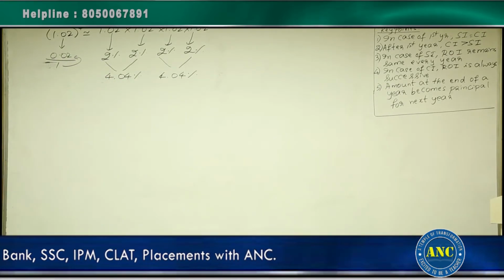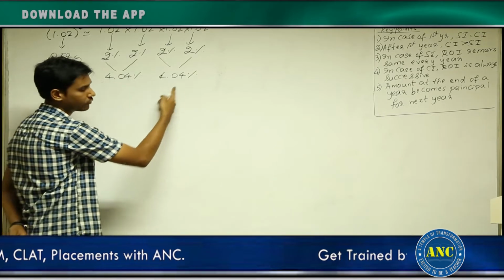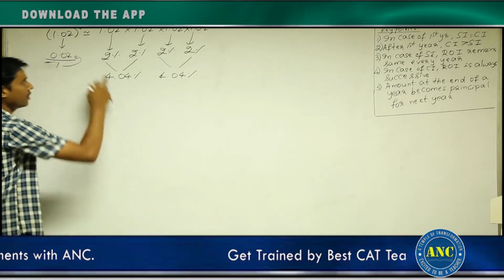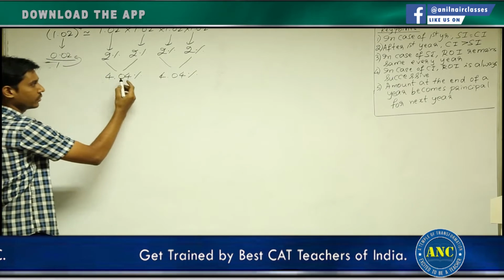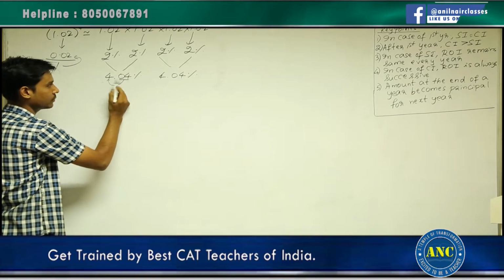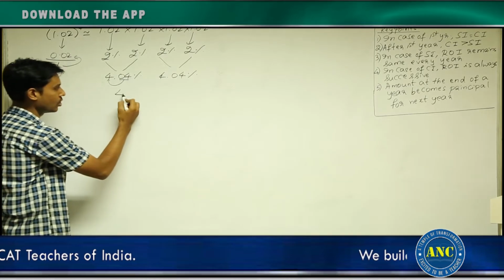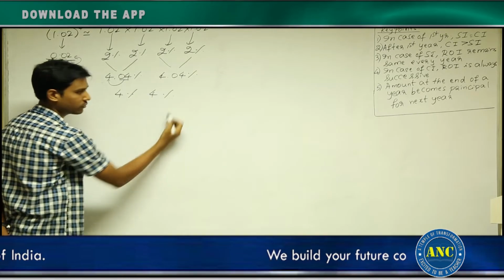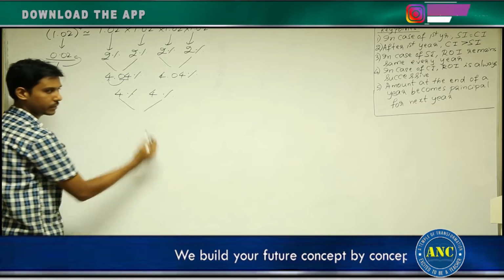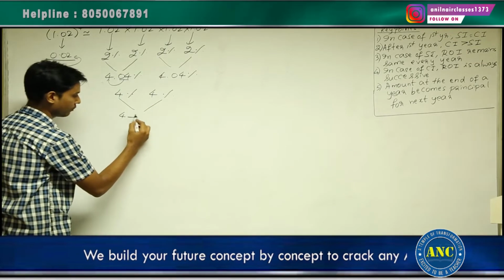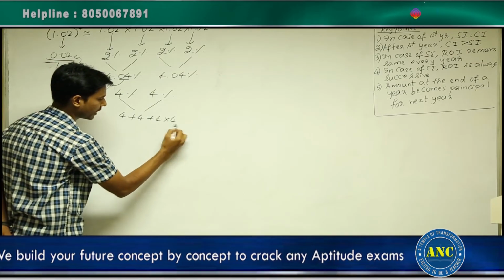Again, apply successive percentage. 4.04, 4.04. But here we are finding the approximate value. This 0.04 is negligibly small compared to 4. Ignore this 0.04. Anyway, we are finding the approximate value. So this will become 4% and 4%. 4 plus 4 plus 4 into 4 by 100%.